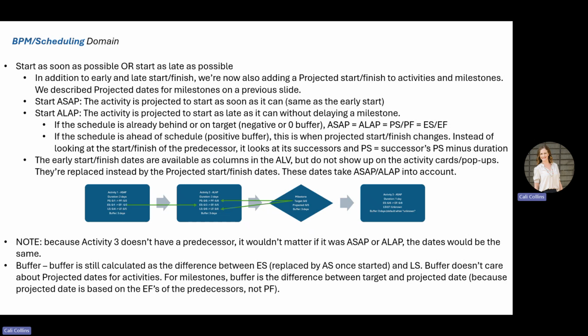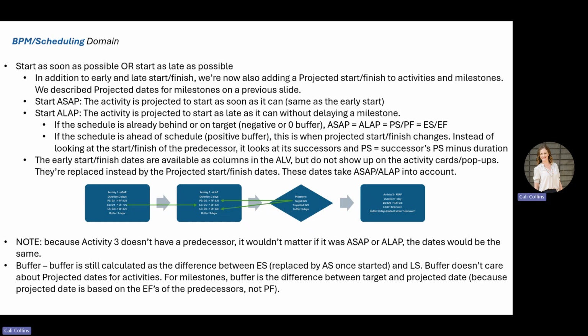So the first thing is if you have a start as soon as possible, the methodology there is that the activity is projected to start as soon as it can. So this is already the same as our early starts that we calculated earlier. But we can now also toggle if the activity should start as late as possible. So this is going to show that your projected start should be how late this activity can start without delaying the milestone. And so initially you may think that sounds like it would be the late start and finish dates, but not necessarily. So we're going to take a look at that in this example here.